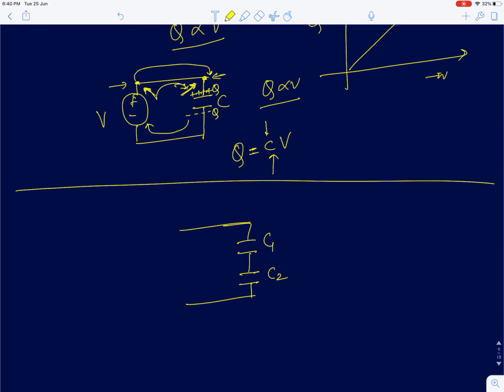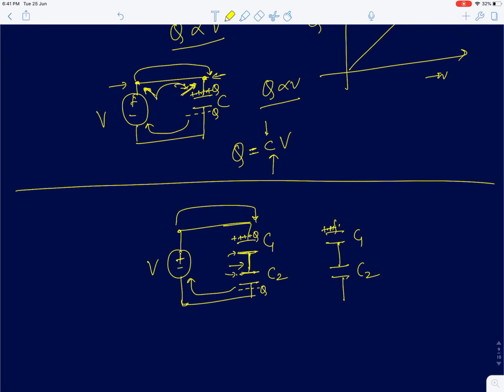If I connect two capacitors in series and apply V volts across them, then as we discussed, the charge transfer will take place from here and from here to here. This will deposit a charge of plus Q on this plate and minus Q on this plate. Now, these two plates in the middle are neutral initially. Let me draw it here.